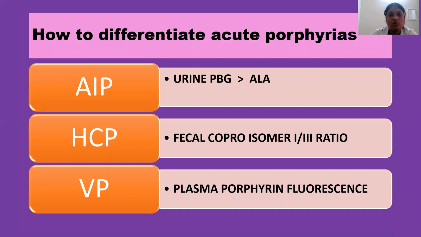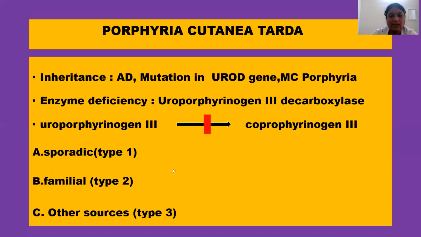Now we'll see how to differentiate acute porphyrias. These are the three acute porphyrias: acute intermittent porphyria, hereditary coproporphyria, and variegate porphyria. In AIP, urine porphobilinogen will be more than ALA. In hereditary coproporphyria, fecal coproisomer 1 is more than 3. And in variegate porphyria, there will be a specific fluorescent peak of plasma porphyrins.